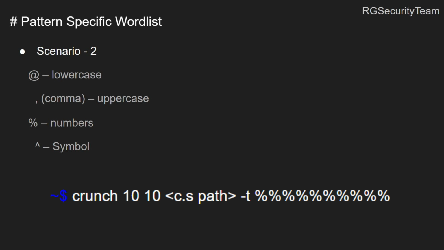Now what should I tell crunch here? Don't generate some word list where there are words, because we only need numbers. So what you will do here is write % 10 times. In this way, all the passwords that crunch generates will have combinations of all 10 digits.